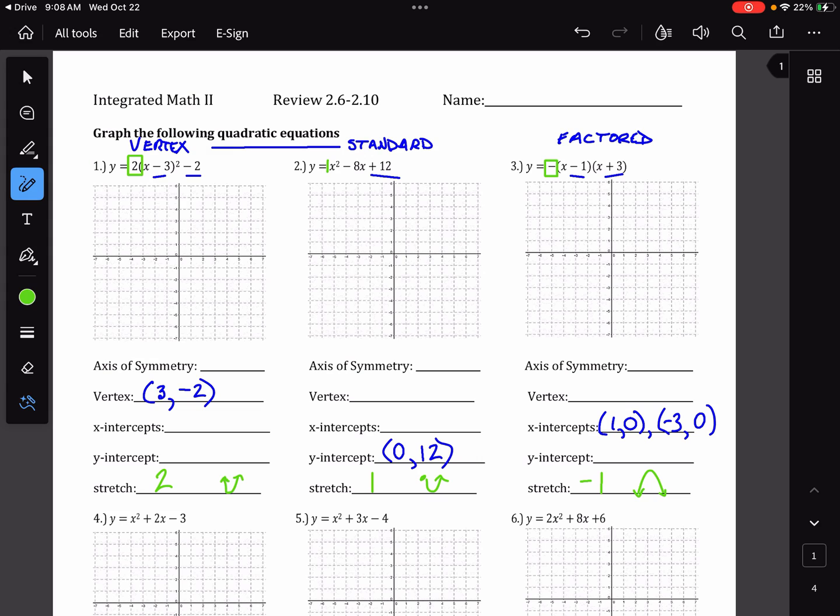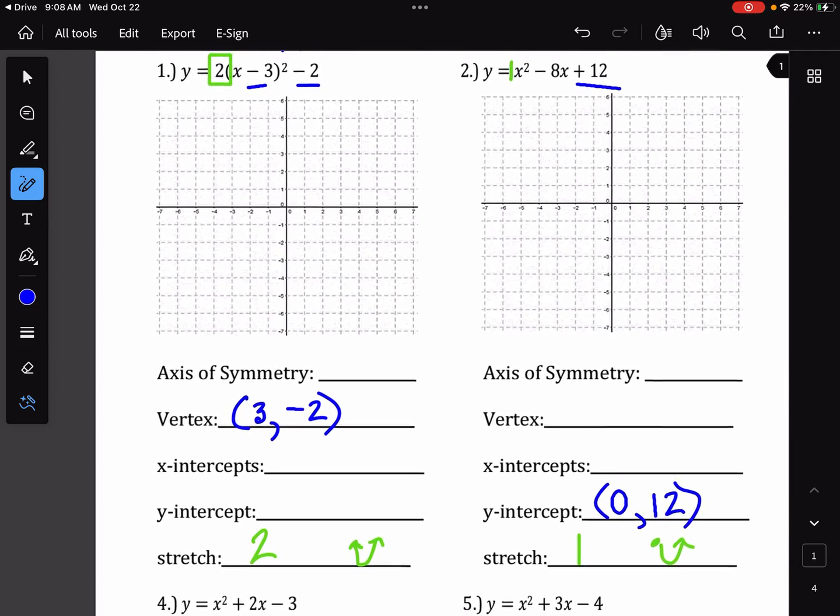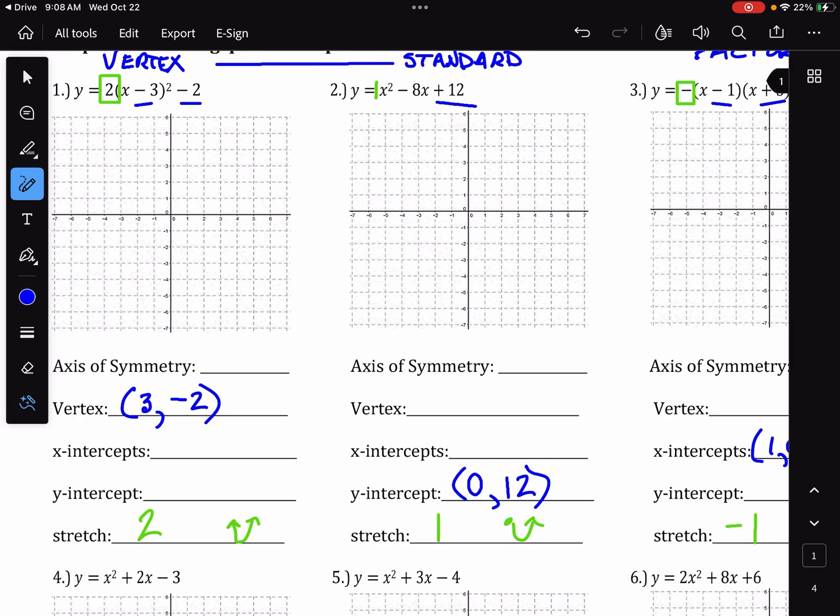All right, so from here, let's fill out everything else. I'm going to go ahead with the vertex form number 1 here. Let's zoom in, make this a little easier to read. I'll start by plotting the vertex. Again, it's at +3, -2, which would be right there.